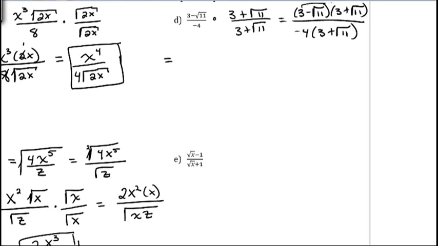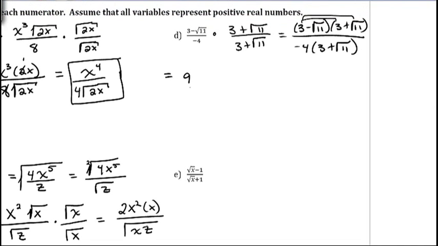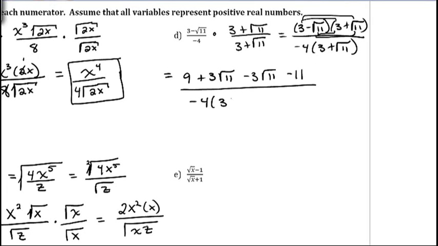Do FOIL on the top. 3 times 3 is 9. 3 times the square root of 11 is 3 square root of 11. And negative square root of 11 times 3 is negative 3 square root of 11. And negative square root of 11 times positive square root of 11 is negative 11. And so on the top, we have 9 and negative 11, which is negative 2. These two middle terms cancel out to give you 0. So we have negative 2 over negative 4 times the quantity 3 plus the square root of 11.